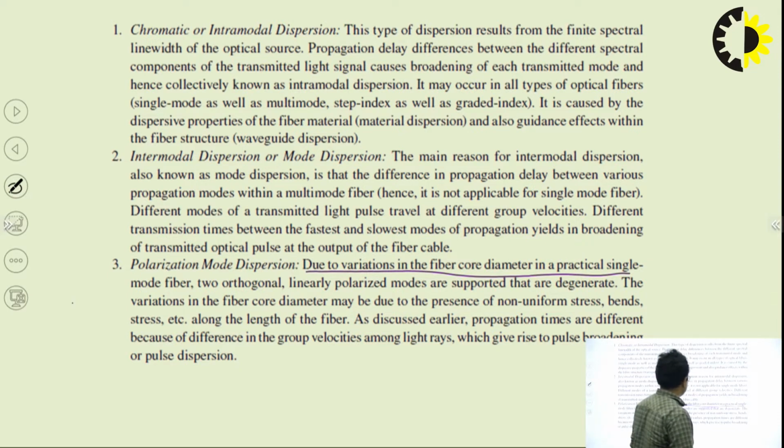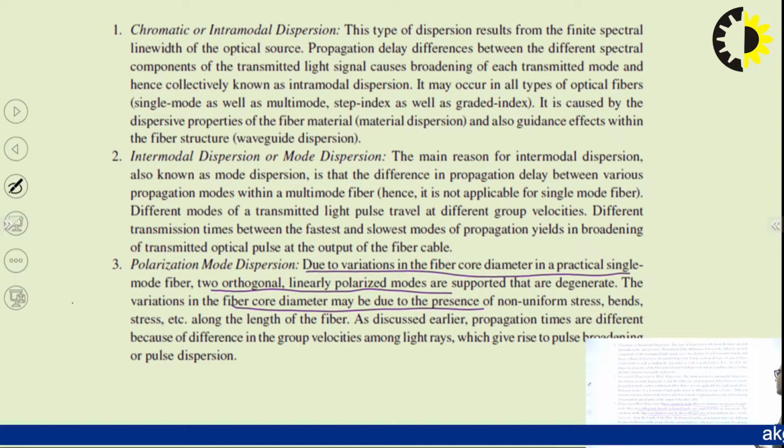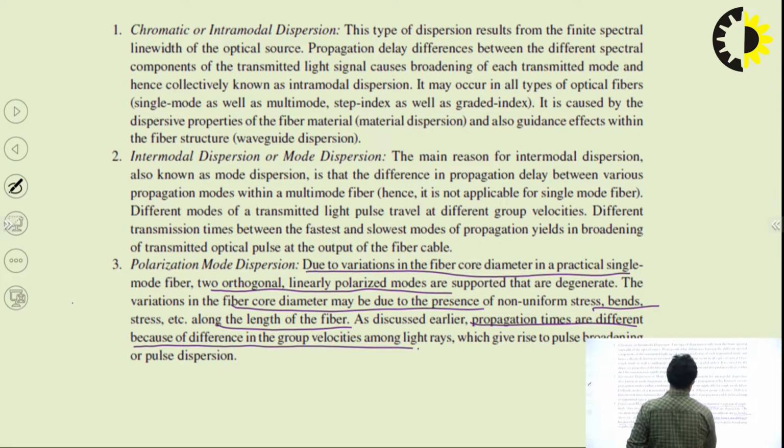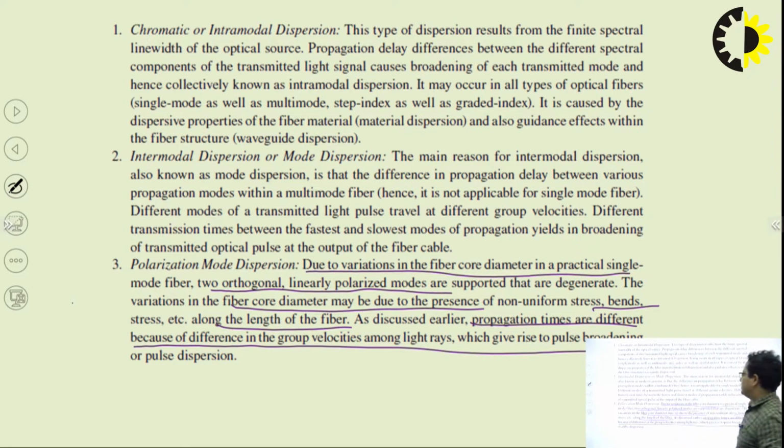Now, in these two orthogonally polarized modes, the variation in the fiber core diameter may lead to the presence of non-uniform stress or bends along the length of the fiber. So they are going to arrive after different times because of the difference in the group velocities among the light rays, which gives rise to pulse broadening. That is the polarization mode dispersion.